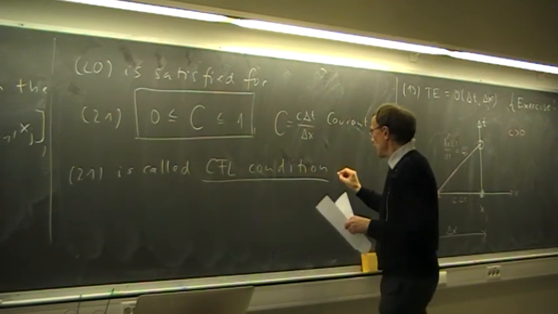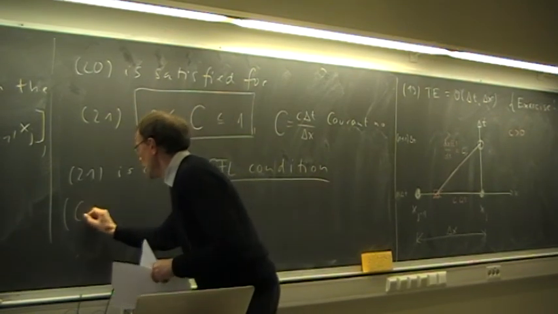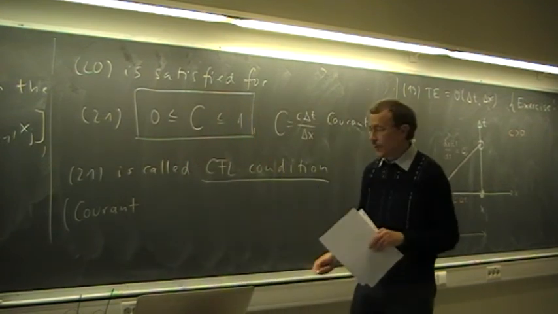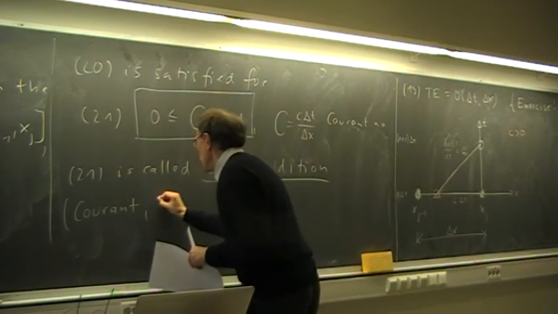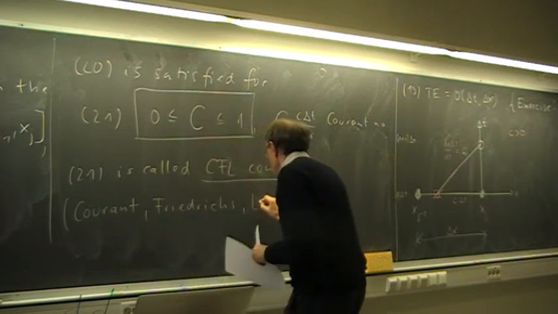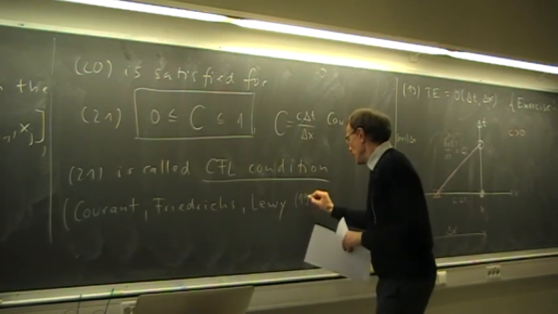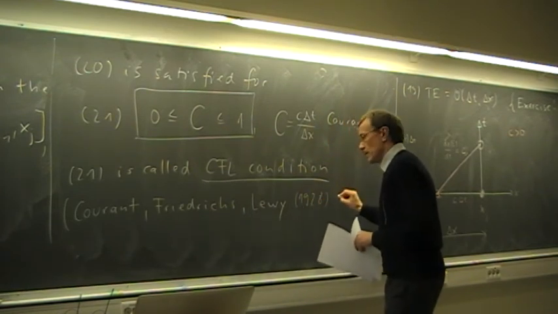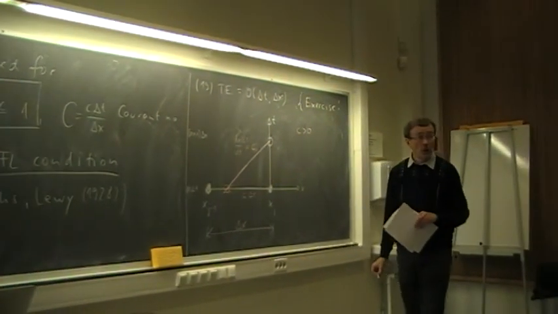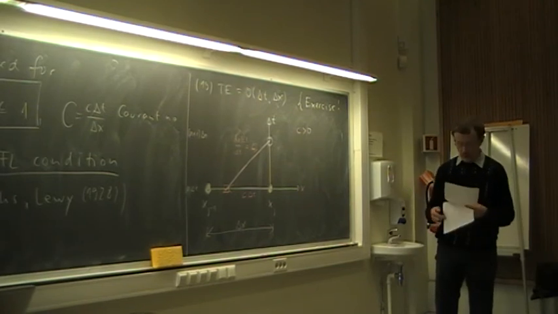And that goes back to the people who first came up with it. That was Richard Courant, Felix, and Levy. And that is actually dating back from 1928. And they used it for showing well-posedness for initial value problems using the finite difference method. And there they found out that we need this condition.